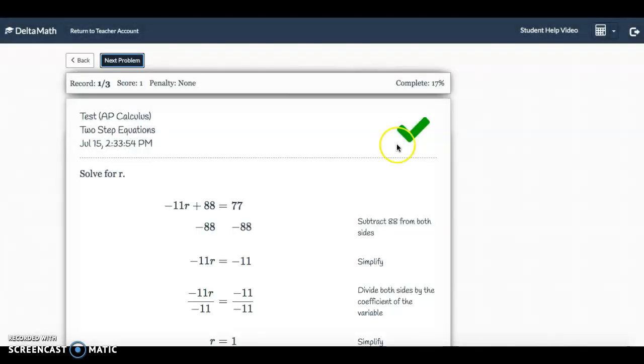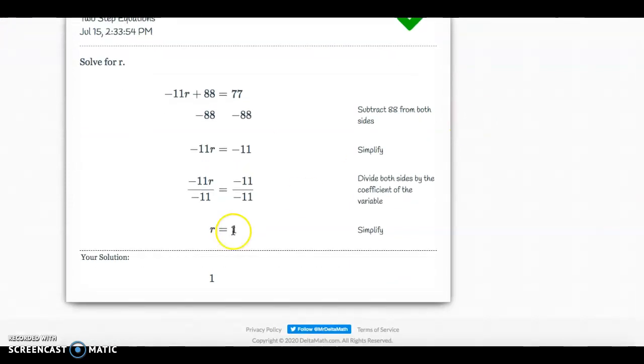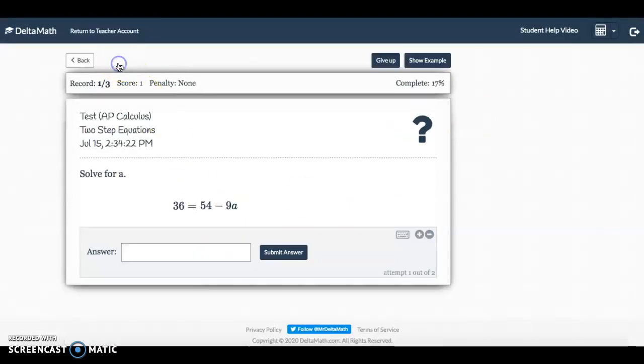Yes, I would like to submit the answer. When you get the answer correct, you'll have a green check mark. Your record would be 1 out of 3 because I've gotten 1 out of 3 questions right, and that's also your score. The 17% is for the entire assignment though. Remember, there were 2 sections in this assignment. So even though I'm only doing 3 questions in this section, I've only completed 17% of the whole assignment so far. Excellent. Once you've done that, you can click next problem.